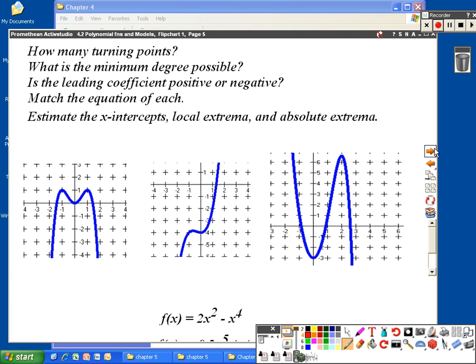All right. How many turning points? What is the minimum degree possible? Is the leading coefficient positive or negative? Match the equation, and then estimate your intercepts, local extrema and absolute extrema. All right, let's do all of this, and then you can come up and match.